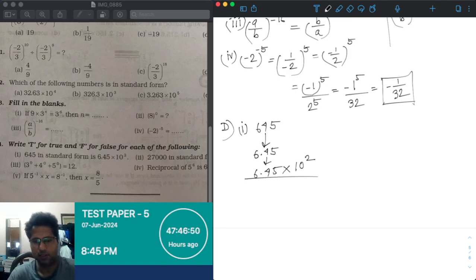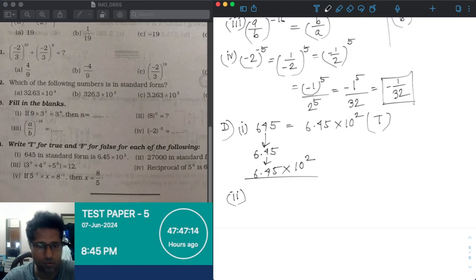So in the standard form 645 should be 6.45 into 10 square, and it is given as 6.45 into 10 square. So 645 is indeed in standard form 6.45 into 10 square. This is a true statement. Okay.